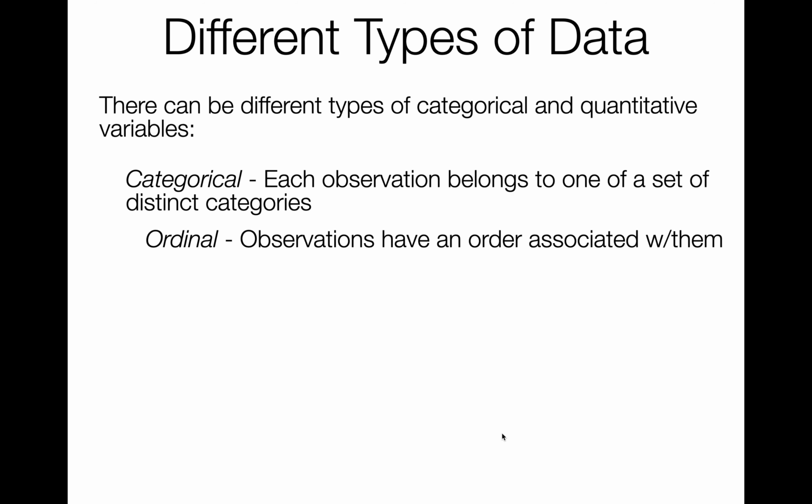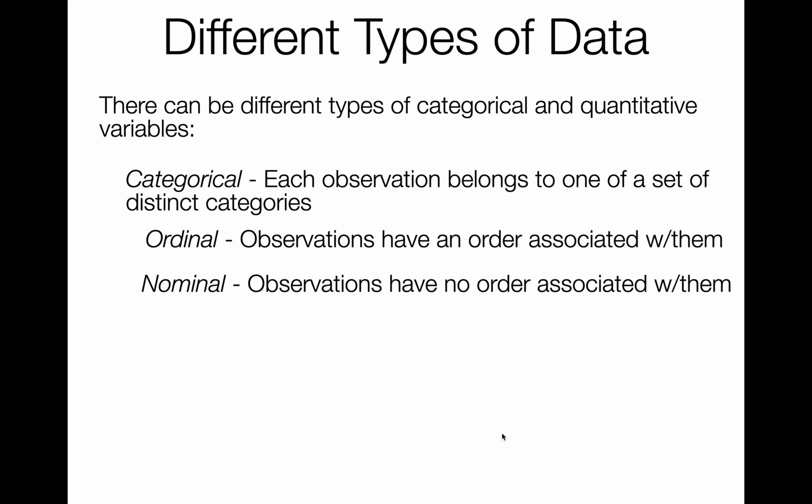Conversely, eye color, which was my second example, there's no way for you to say that blue is above or better than brown or above or better than green, and so forth. So there's no order associated with eye color. It is a nominal categorical variable. Okay, so there's ordinal and nominal. For nominal, observations have no order associated with them.